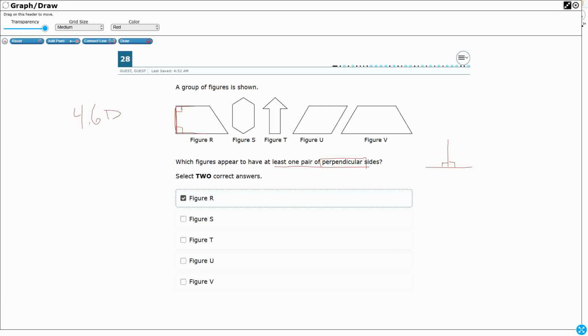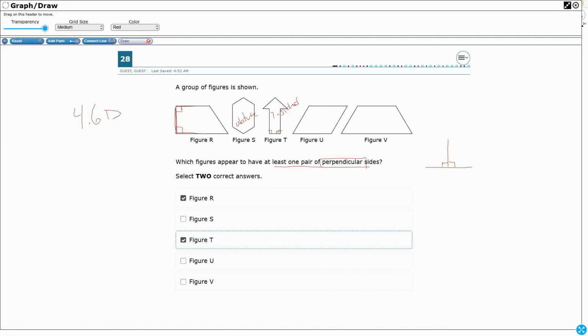Nothing in figure S. These are actually all obtuse. Now, I'm betting a lot of students got figure R. Here's the tricky part with figure T. This is an arrow, right? This is really a heptagon or a septagon. I've seen it shown both different ways. This is a 7-sided shape. And those are actually right angles down at the bottom. And so those might be a little bit more difficult for our students to recognize because it's a non-traditional shape. It's an arrow, but we normally don't do much with heptagons or septagons.